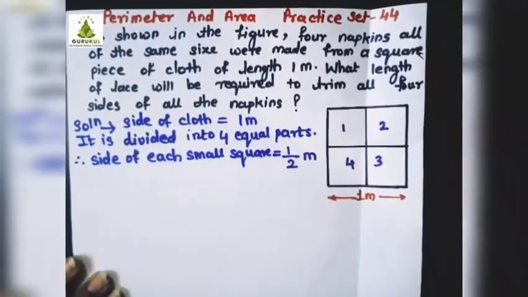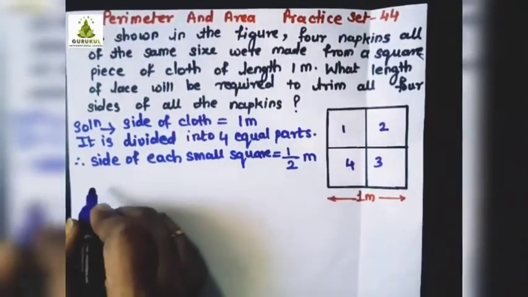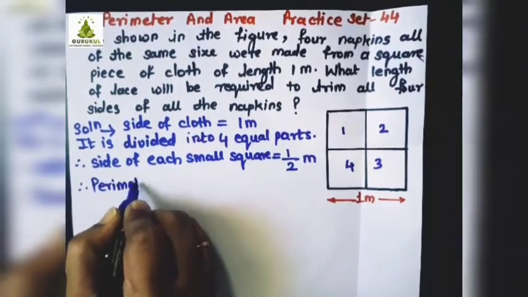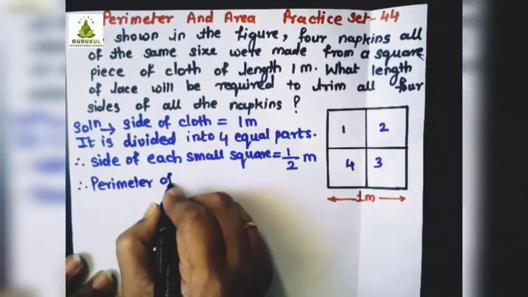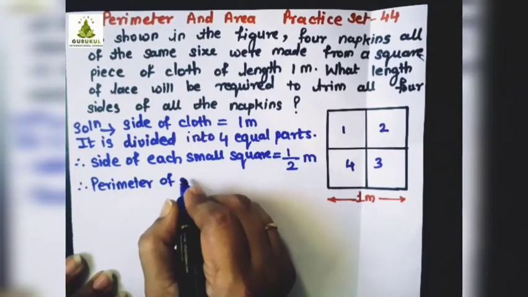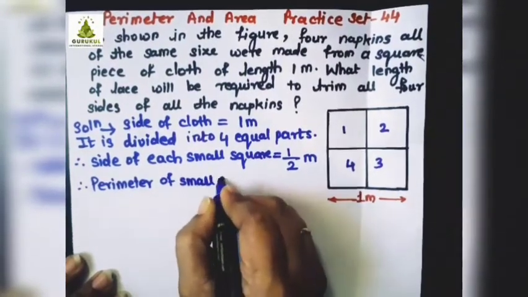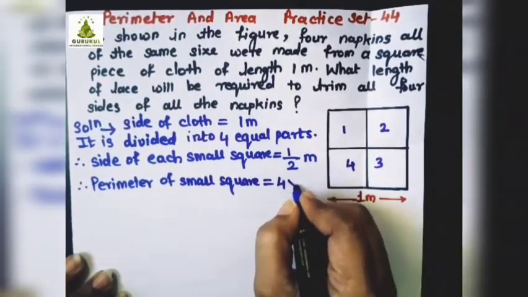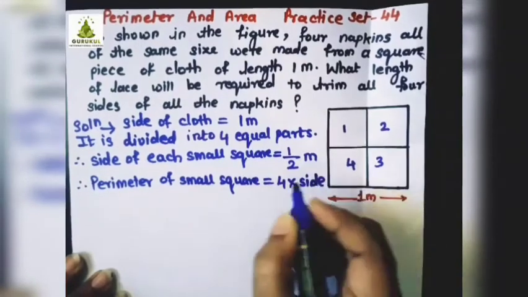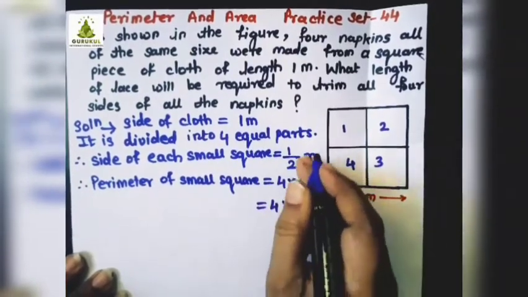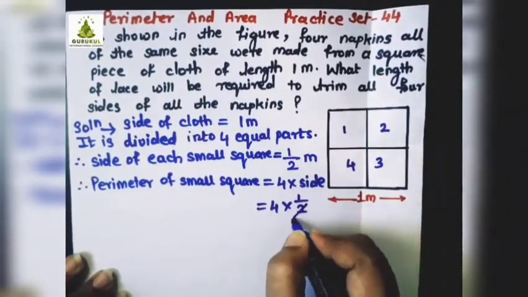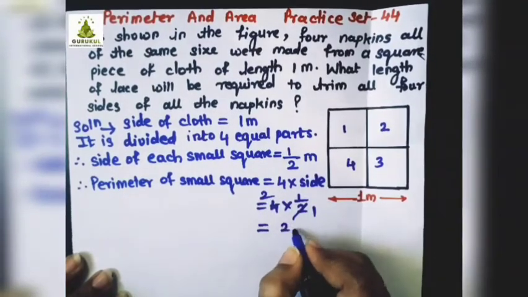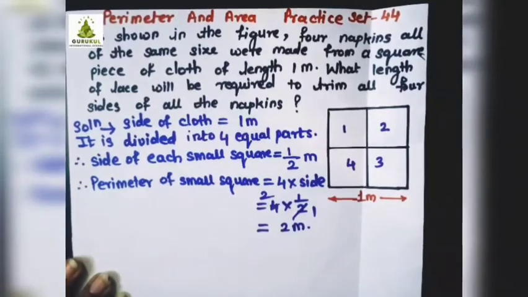Okay, so to find out the perimeter, therefore perimeter of one small square is equal to, what's the formula for square? 4 into side. So 4 into side. Side is how much? Half. 2 ones are 2, 2 twos are 4. So what is there? 2 meters for one square.